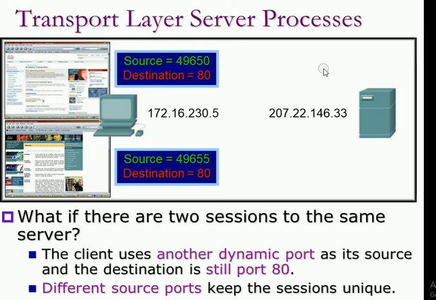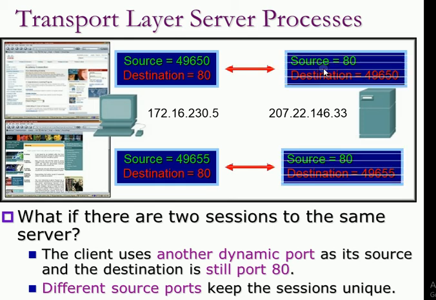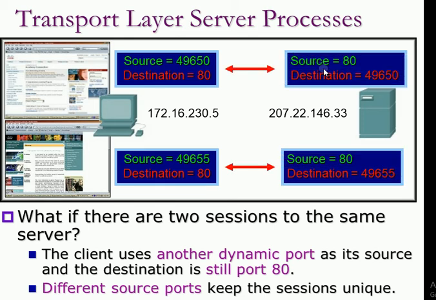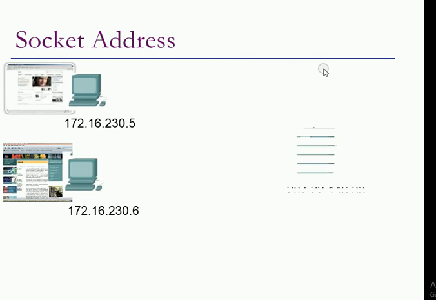Okay, what if there are two sessions in the same server? For example, from 4950 it is also trying to get to 80, and there is 4955 who's also trying to get to 8080. What now? But we can have things that keep sessions unique, right? So that's your solution.